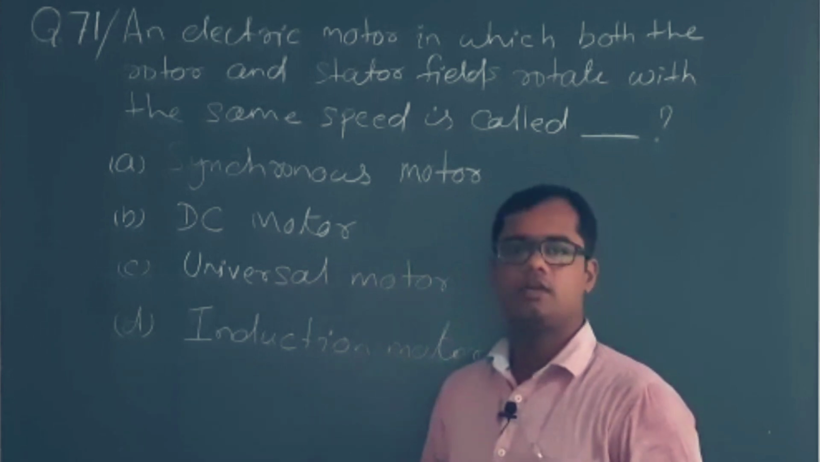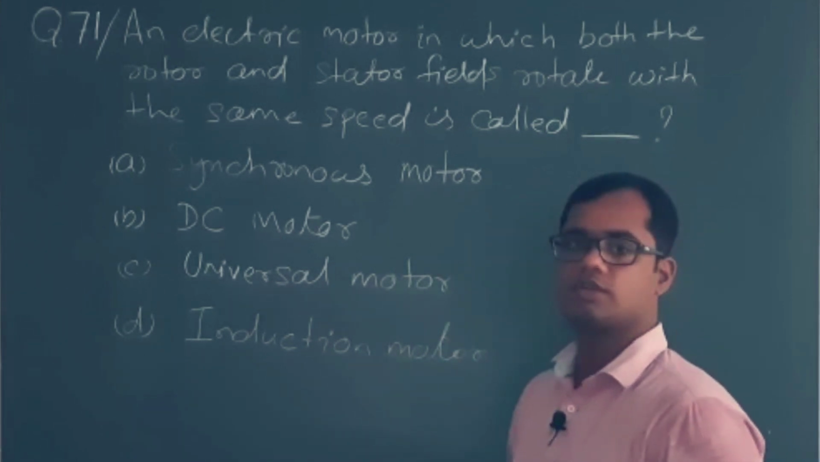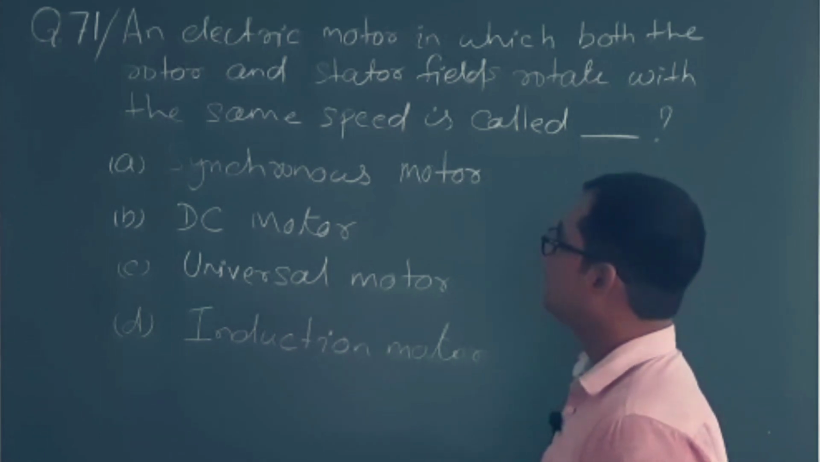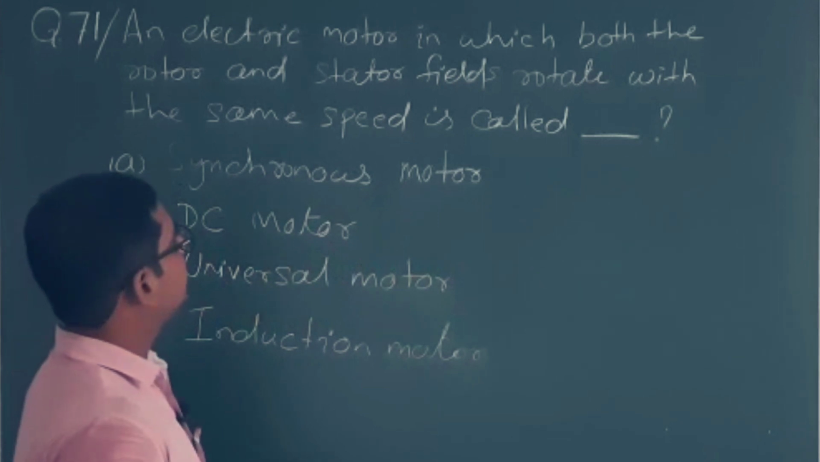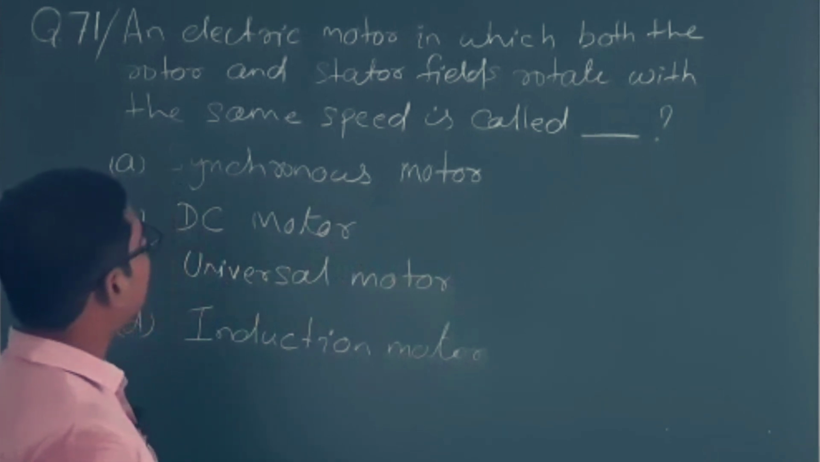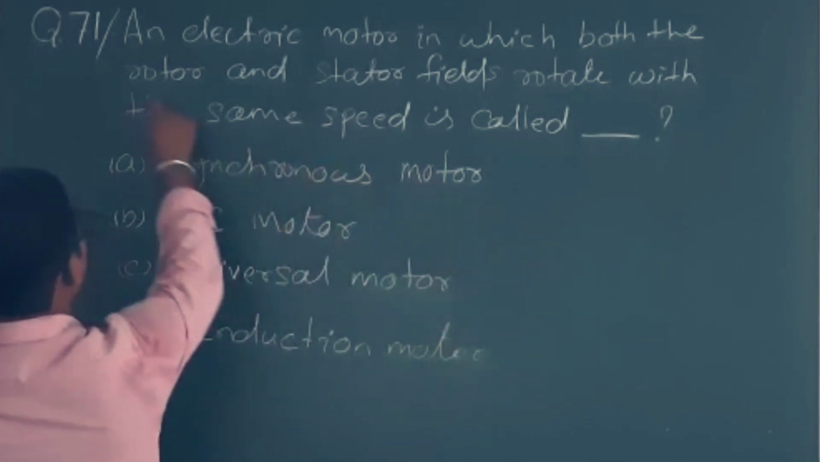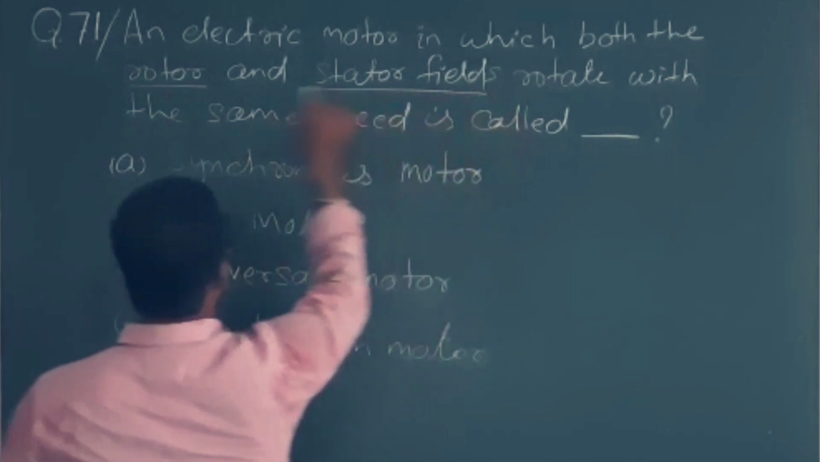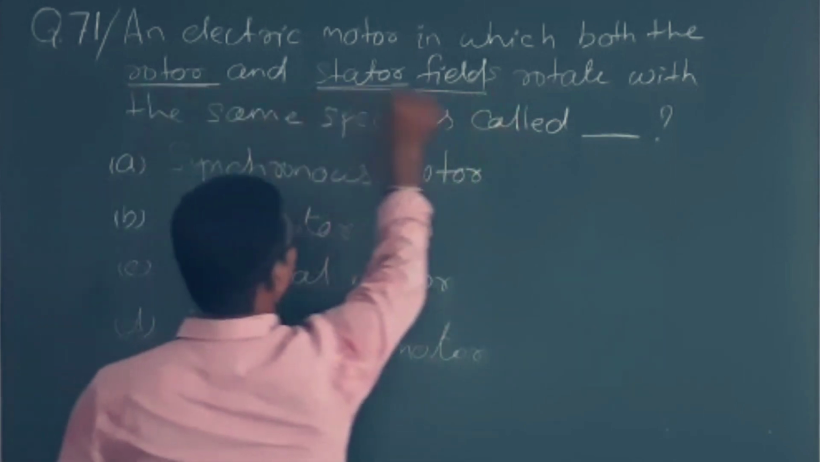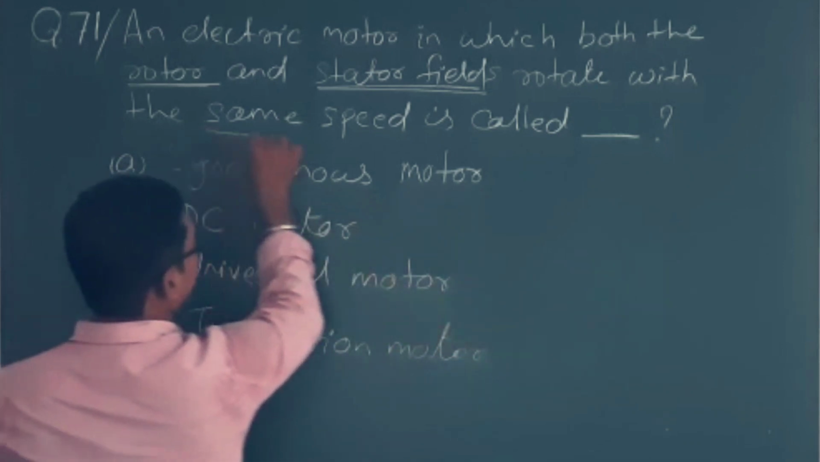So we have covered around 70 questions. Here we will start with question number 71. The question is: an electric motor in which both the rotor and stator field rotate with the same speed. So the rotor and stator both rotate with the same speed. Okay.